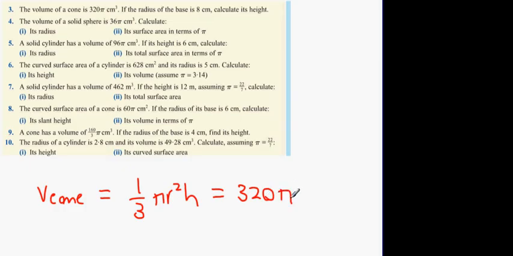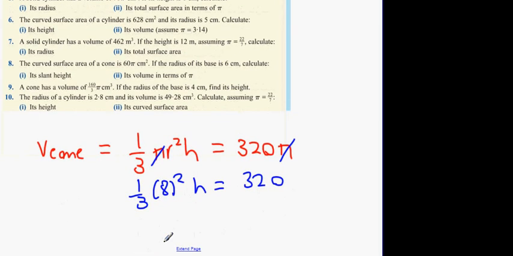Okay, and when it equals 320 pi, the pi cancels on both sides. Now you're going to put in r squared. R is 8, so it's going to be a third times 8 squared times h is 320. Okay? 64 over 3 h equals 320.